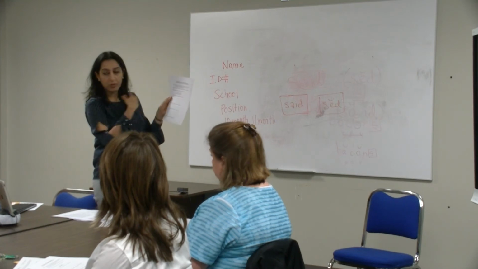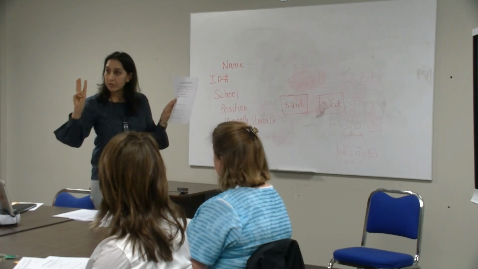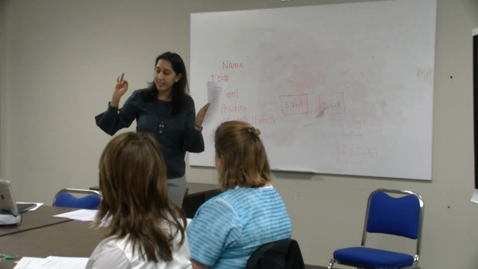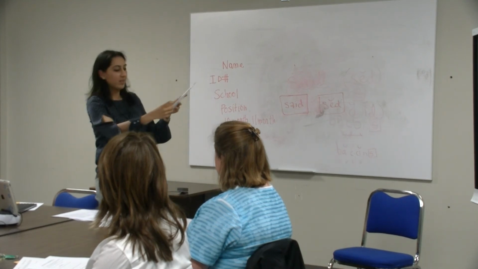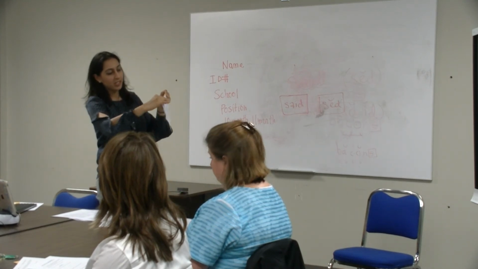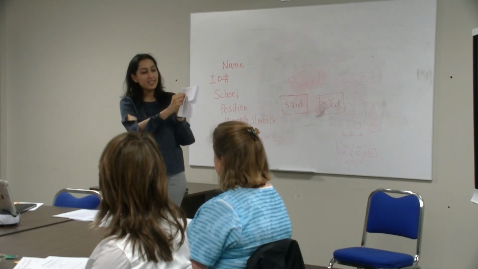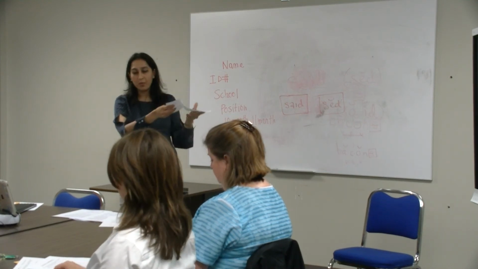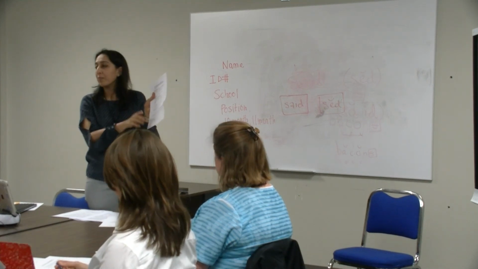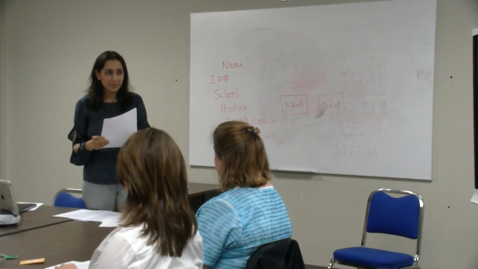Then you copy the word three times, naming each letter. S-A-I-D, said. I mean the student will be doing it. Then spell the word three times with eyes closed. S-A-I-D, said. Then fold this sheet and write the word three times from memory. S-A-I-D, said. Then open it and check. By now, the student should have gotten it. And then they say it again.